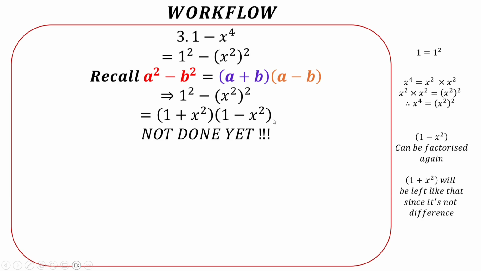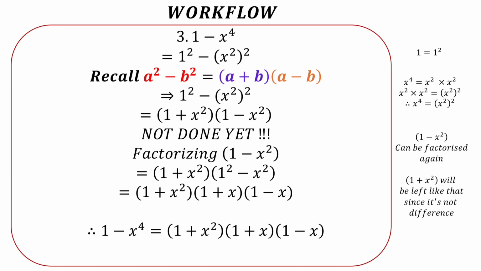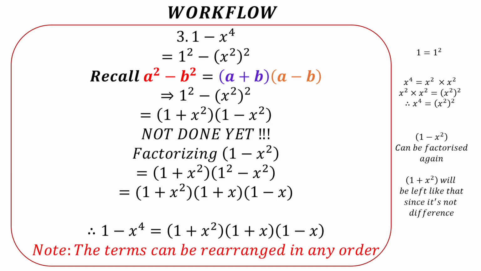Okay, so we proceed to factorize 1 minus x squared, and that is going to give us 1 plus x in one bracket and 1 minus x in one bracket, and this will be our final answer. Again, you can rearrange them. You can choose to bring the second bracket first, followed by the last bracket, and then this one follows. Doesn't really matter. Just make sure that the terms in the bracket are correct, and that will be all.